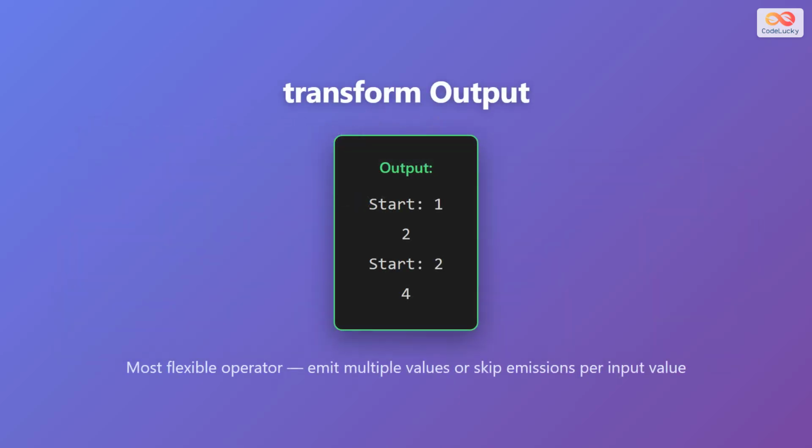Here's the output from the transform operator. For input value 1, we see start:1 followed by 2. For input value 2, we see start:2 followed by 4. Notice how each input value produced two separate emissions. This demonstrates the power of transform for complex flow manipulations where you need complete control over what gets emitted.